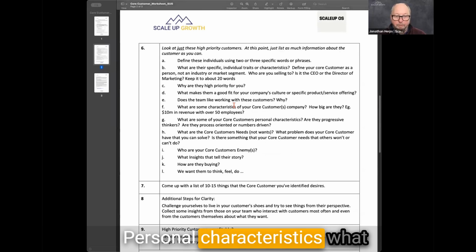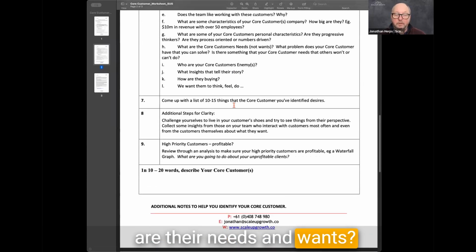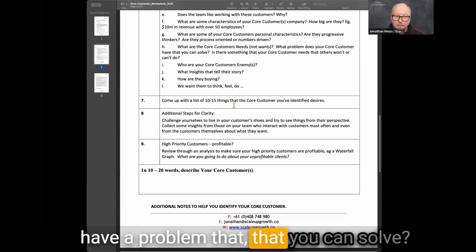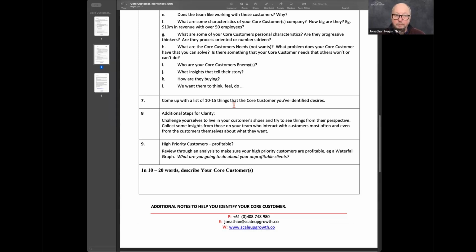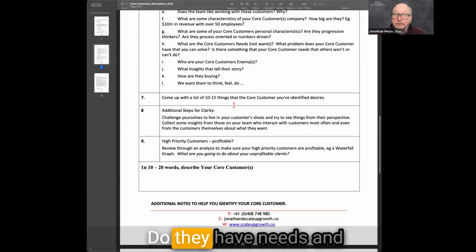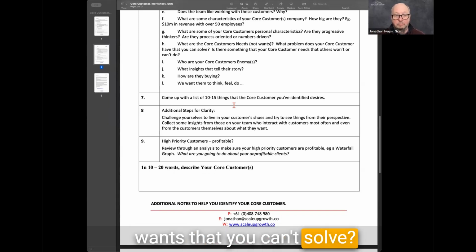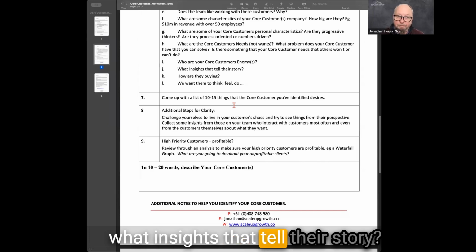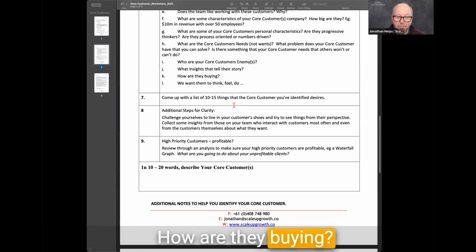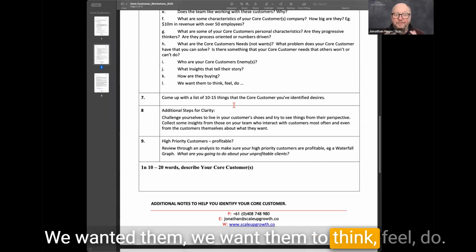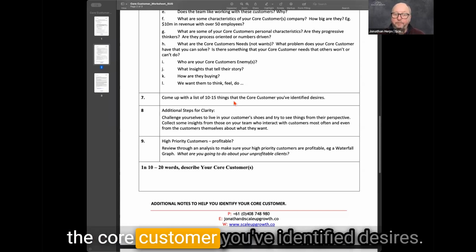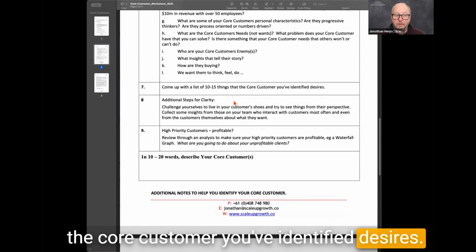Personal characteristics. What are their needs and wants? Do they have a problem that you can solve? Do they have needs and wants that you can't solve? Who are the core customers' enemies? What insights tell their story? How are they buying? We want them to think, feel, do. Come up with a list of 10 to 15 things that the core customer you've identified desires.